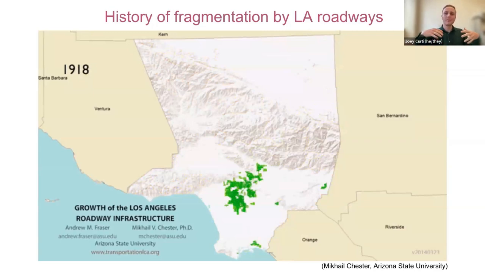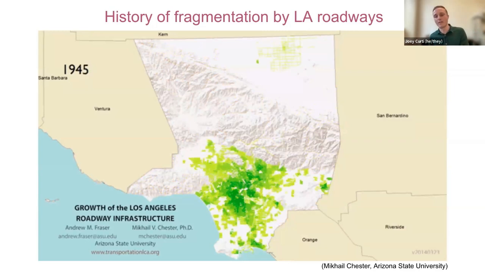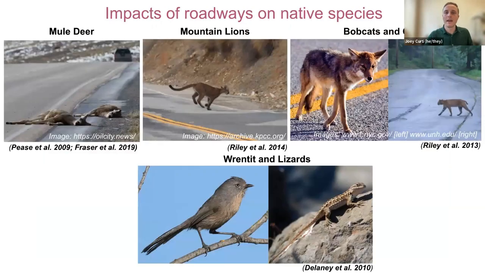And so really, we see this interesting interplay of the need for human development and its impacts on native animals. And here in the Santa Monica Mountains of Los Angeles, we have a lot of research on the effects of roadways for our native organisms. Primarily, these have focused on large-bodied vertebrates such as mule deer, mountain lions, bobcats, and coyotes, but we have some evidence of the impacts of roadways on wren-tits, as well as a couple species of lizards.